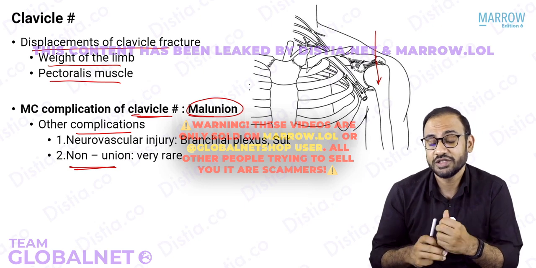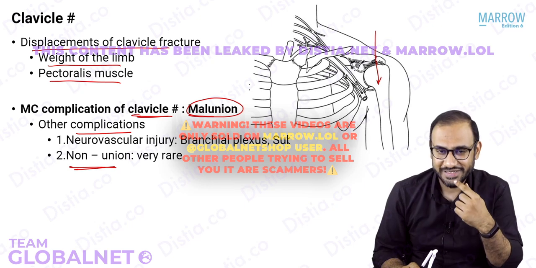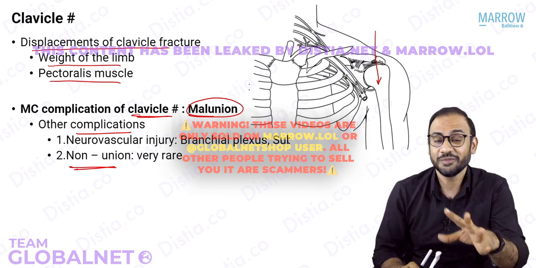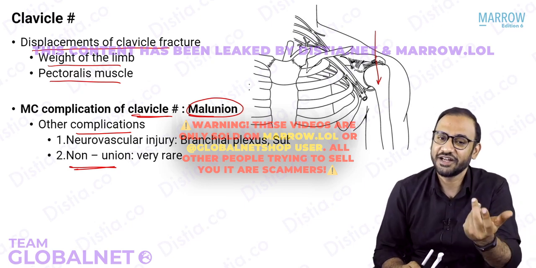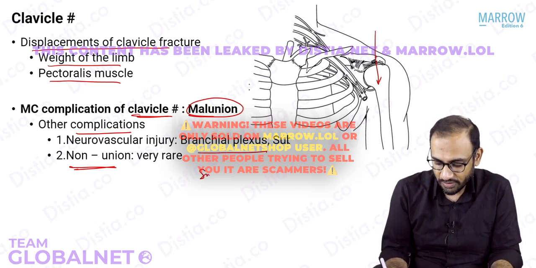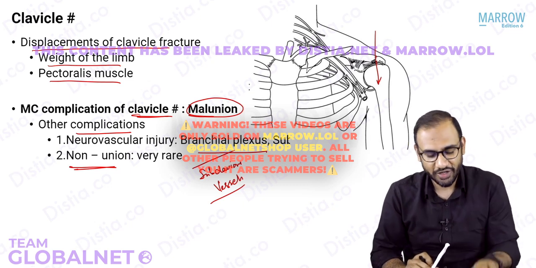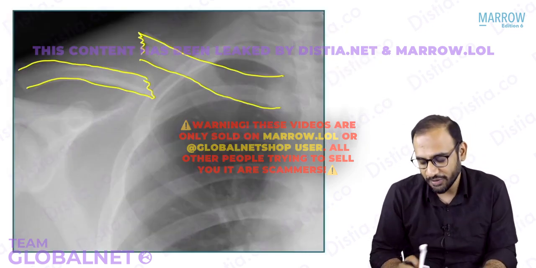So what are these neurovascular structures? Can you recall from your anatomy? Tell me. Brachial plexus. Yes. And subclavian vessels, yeah, they can get injured. So these are the rare complications: brachial plexus or subclavian vessels. So far so good. As promised, everything is written. You can write down and make your beautiful notes.